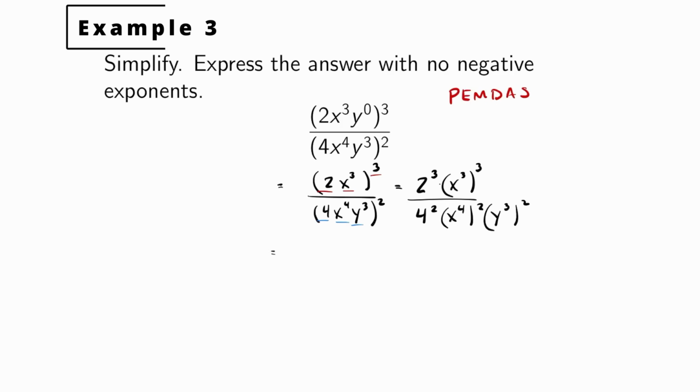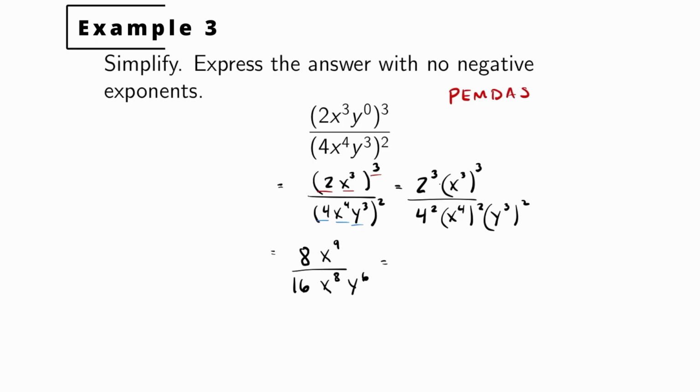So now if I simplify that, 2 cubed is 8. And again, when you have x cubed cubed, you're going to multiply the exponents. It's going to be x to the 3 times 3, x to the 9th. Okay. Down here, I'm going to have 16, which is 4 squared. X to the 4th, when I square that, I multiply the exponents. It's going to be x to the 8th power. Okay. And then finally, y cubed squared, I'm going to take y to the 3 times 2, so y to the 6th power.